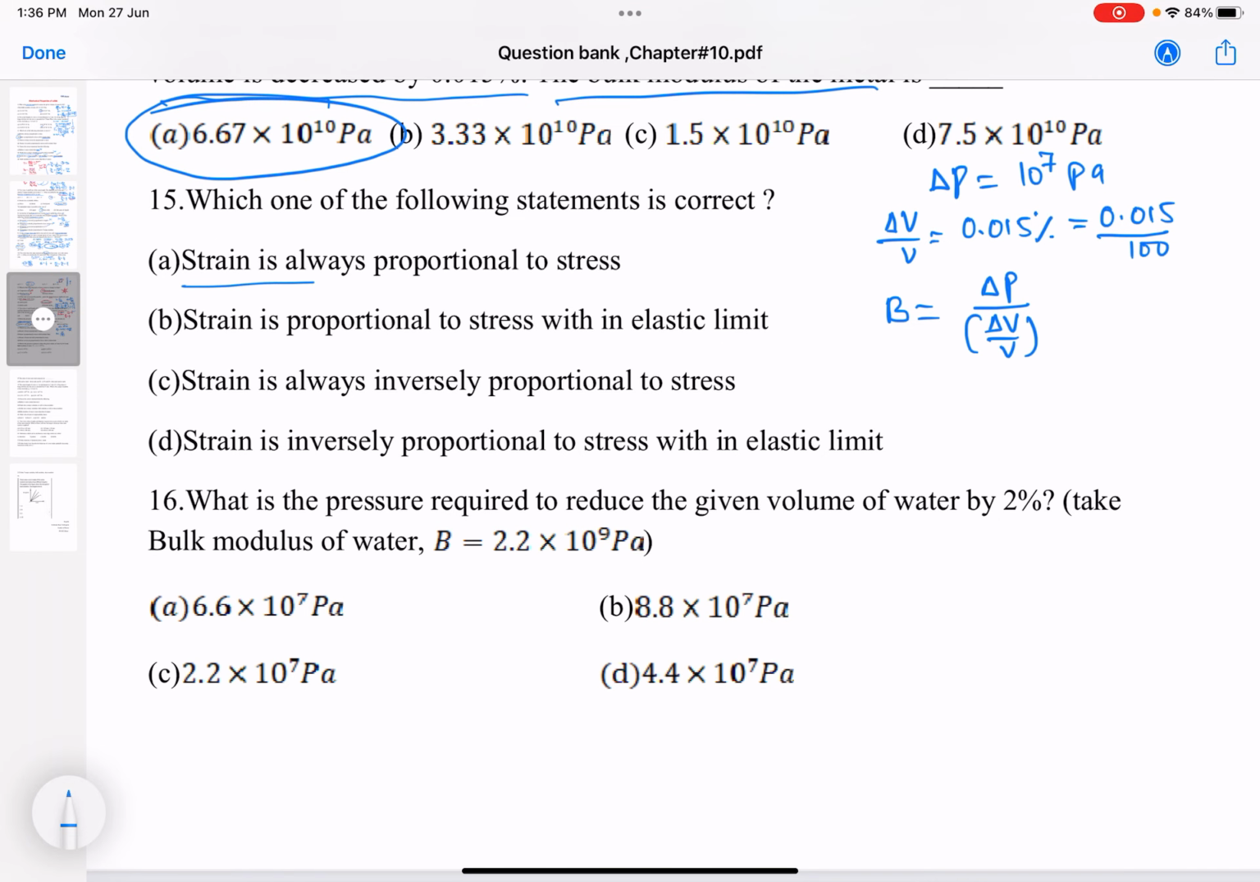Strain is always proportional to stress. Strain is proportional to stress within the elastic limit. Answer B is correct. This is a repeated question. Sorry for it. 16th question.